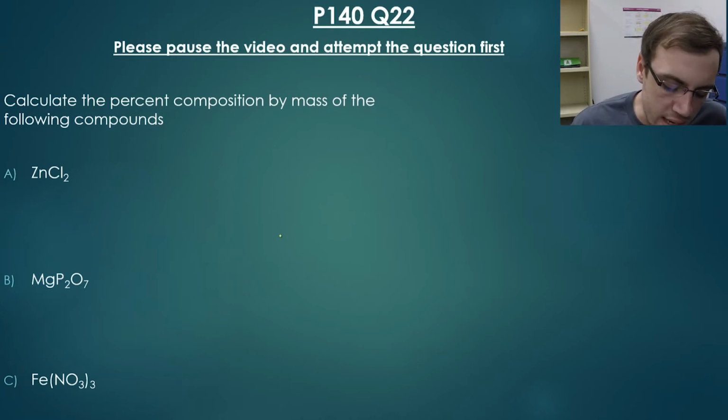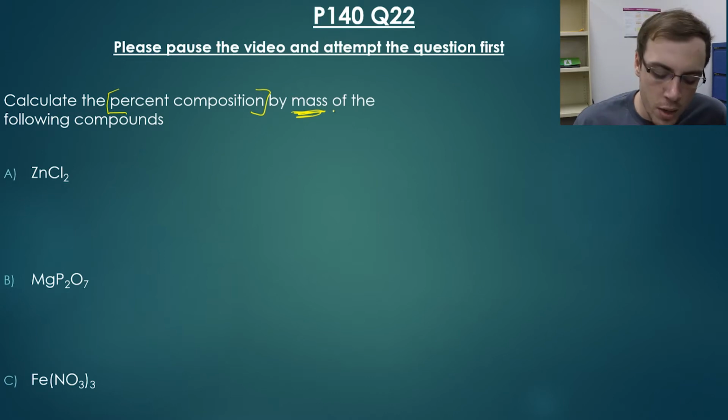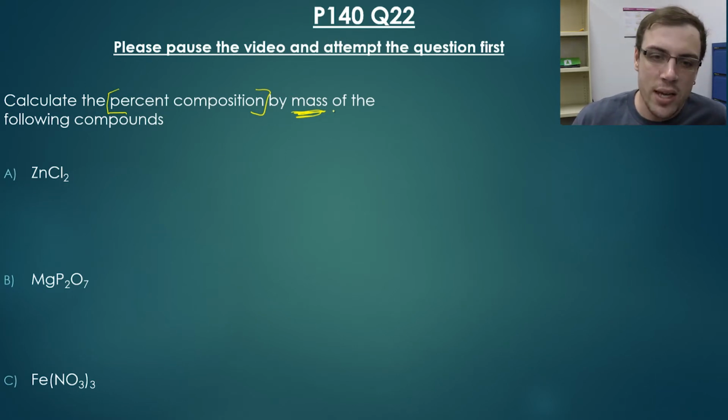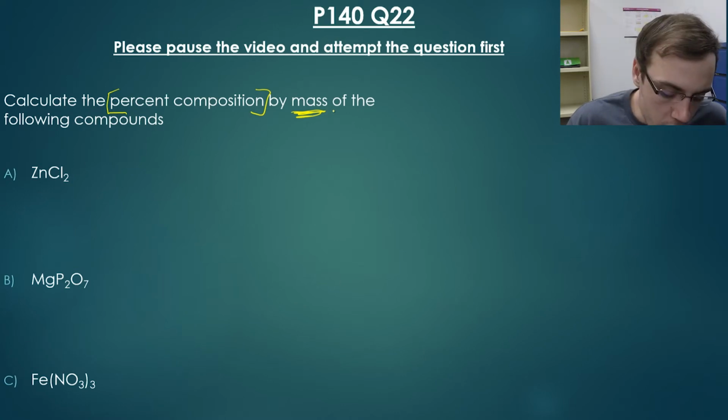So the question states, calculate the percent composition by mass of the following compounds. Remembering that when we're looking at anything to do with percent composition or percentages, we need to calculate the percent of the mass of the individual component divided by the mass of the overall thing, because that's how we calculate percentages. So our first one here is zinc chloride.